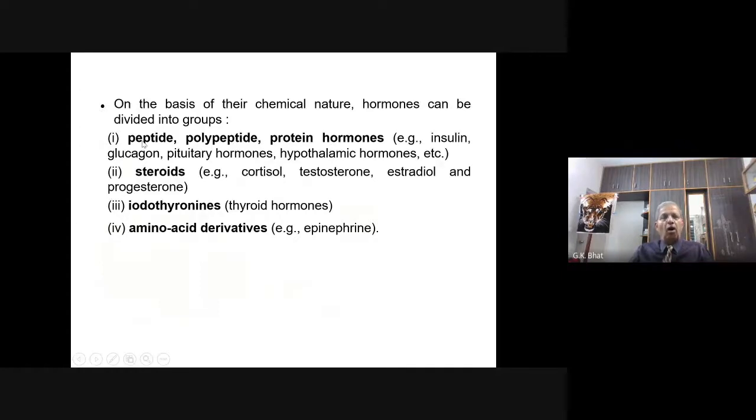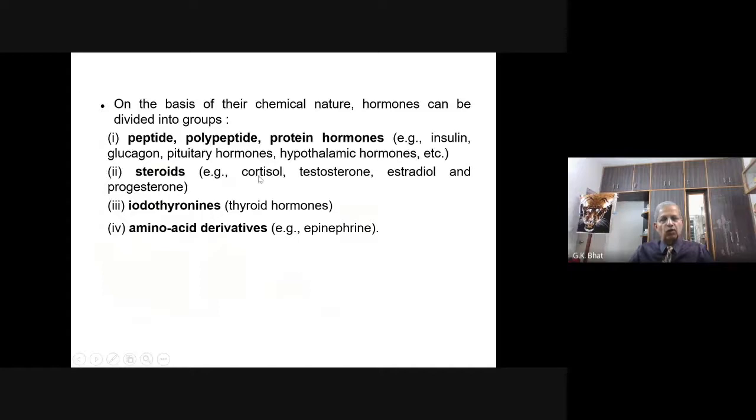And remember, all hormones produced by the anterior pituitary, by the pituitary as such, not only anterior, they are all protein hormones. All pituitary hormones, 7 hormones are there. Hypothalamic hormones, oxytocin and vasopressin, are also protein hormones. Insulin and glucagon from the pancreas are also. So whatever is produced by the pituitary, pancreas, hypothalamus, these are all protein hormones.